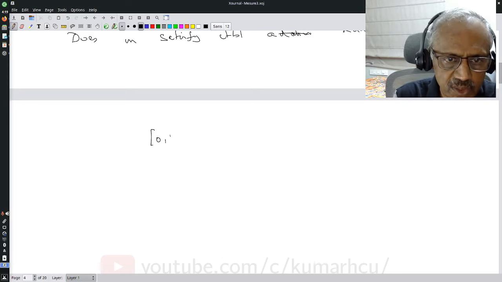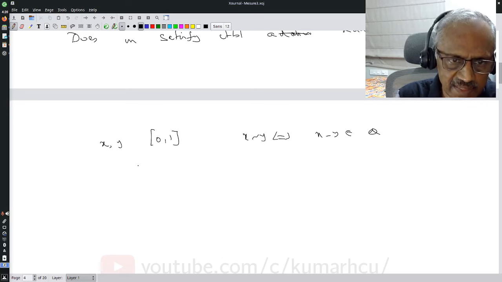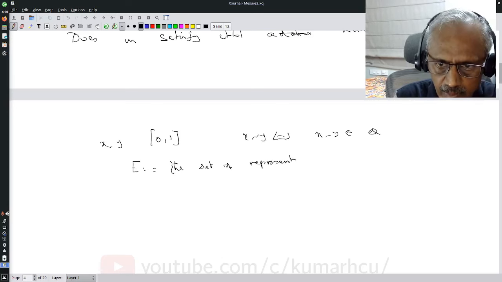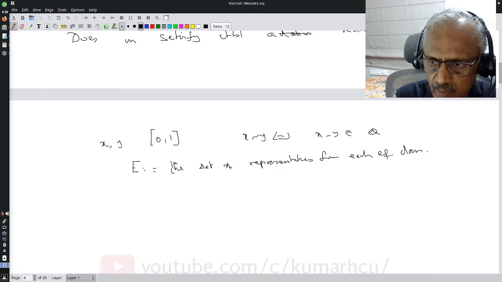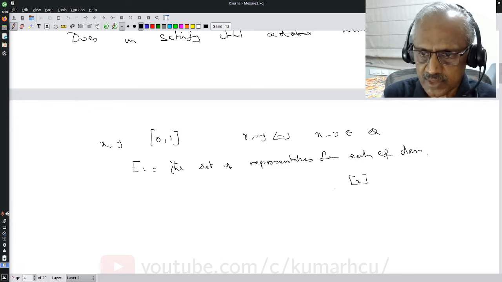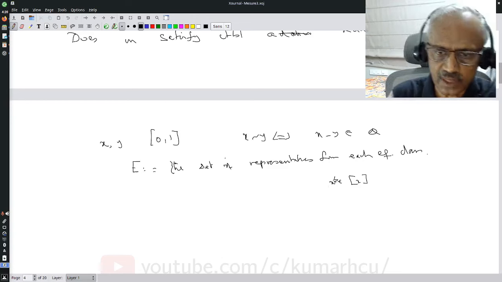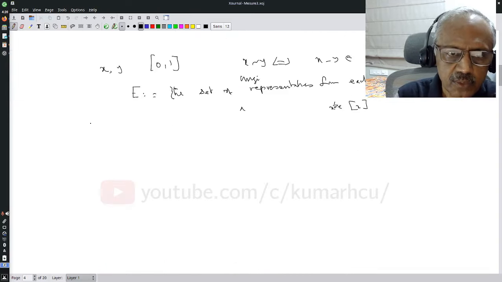So let us take [0, 1], and in this you define an equivalence relation: x is equivalent to y if and only if x minus y is rational. So this defines equivalence classes. Let E be the set of representatives from each equivalence class. If this is an equivalence class, take one representative x in this, exactly only one, a unique set of representatives, that is, from each equivalence class I take only one. Now notice that E is a subset of [0, 1].